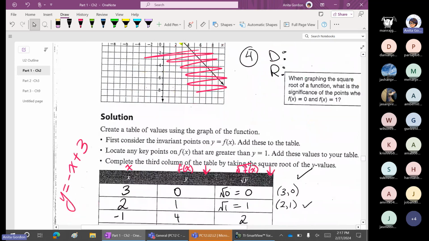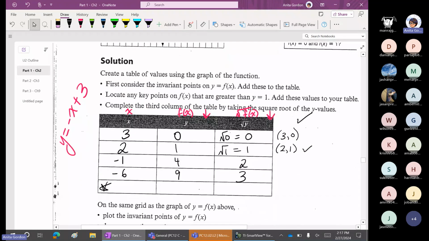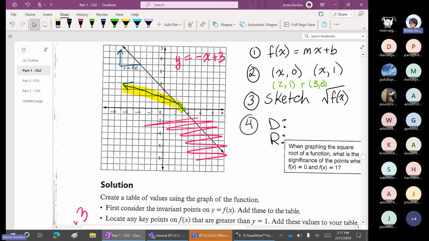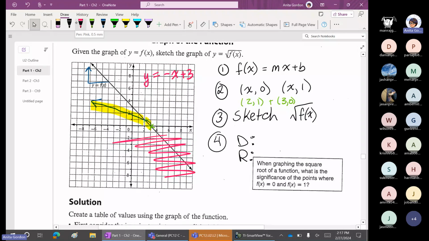Okay, if you did your calculations correctly, can you double check that your math matches my math? Give me a thumbs up if you're good. Awesome. Okay, last thing I asked you is what is the domain and what is the range? Pay attention to the direction. I'm looking for the domain and range of the square root function, not the original.